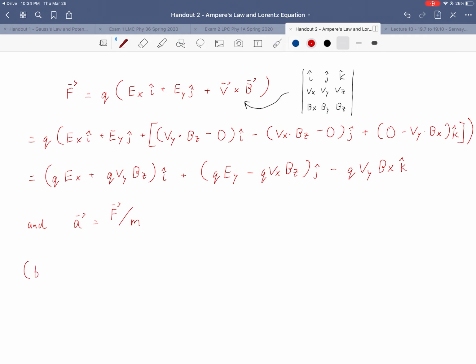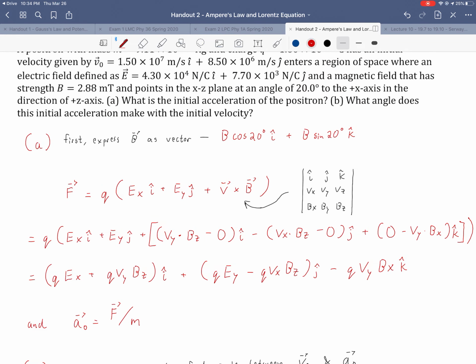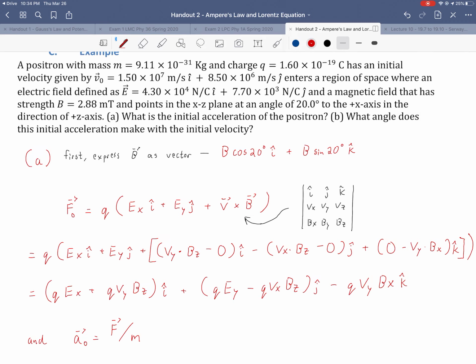Well, to find an angle between two vectors, the way to do that is to use the dot product. So we'd use the dot product to find the angle between V naught and A, called A naught, and I'll label it as that as well. Because that's really just the initial, and I probably should also refer to this as the initial force, because a moment later the force is going to be different because the velocity is different, which makes the force different.